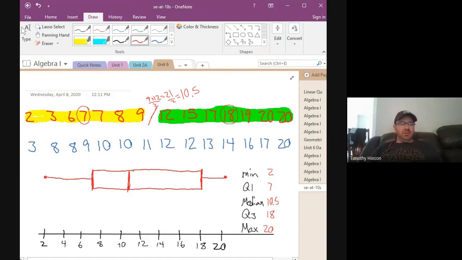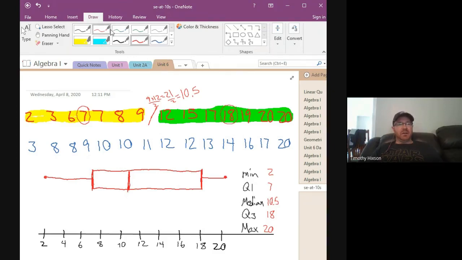So we wouldn't necessarily call this symmetric. We're going to look at the histogram in a minute, so that might give us a little better picture even. But this is kind of symmetric. But let's compare it to our other set of data.